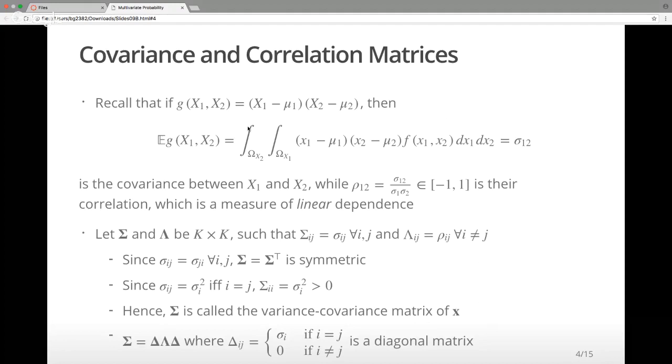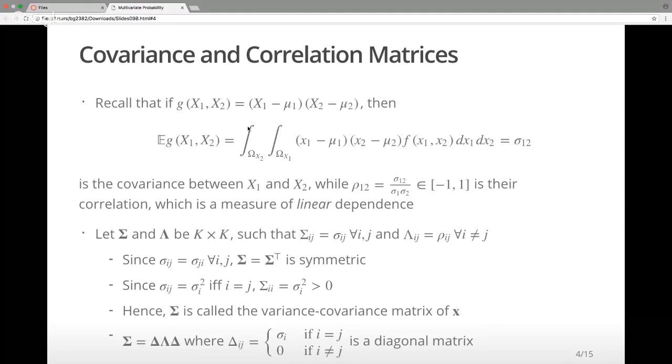Recall that when we multiply a diagonal matrix such as delta by some other matrix on the right, that takes each row of the matrix on the right and bumps it up by the corresponding diagonal element of delta, which in this case is standard deviation.